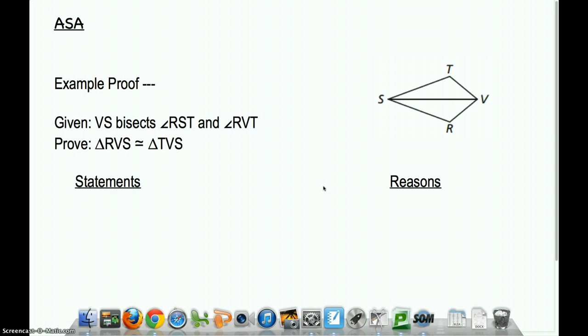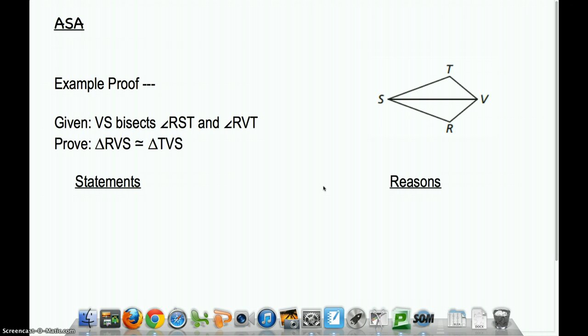For example, VS is the included side of angle V and angle S. Or TS is the included side of T and S. Included side is a little bit easier. Okay? So to use angle side angle, what do we do? Well, we show two angles congruent as well as their included side congruent.